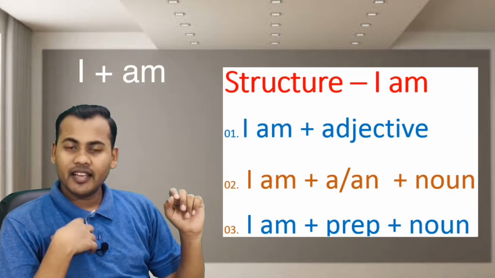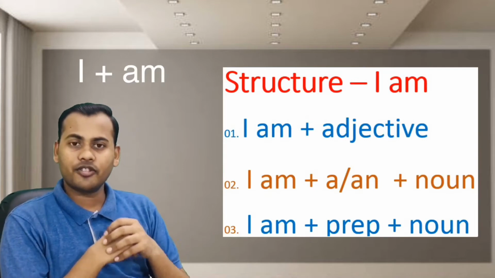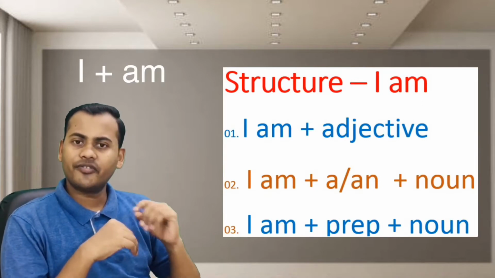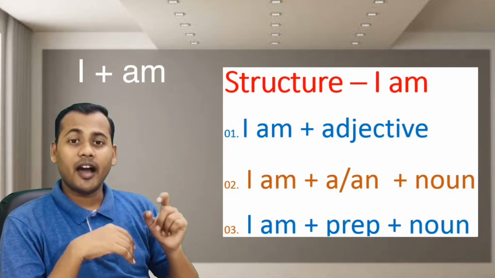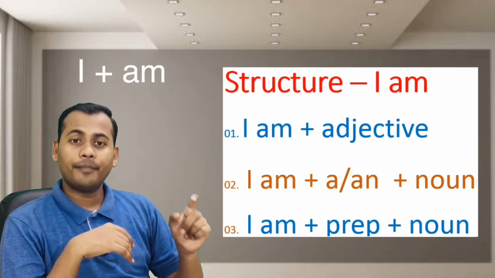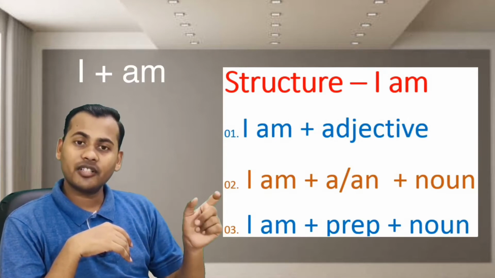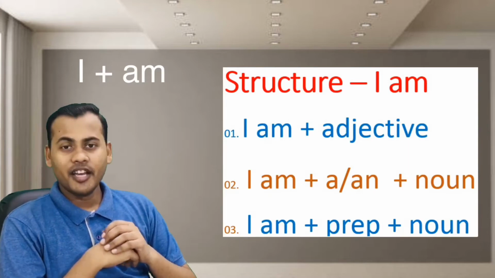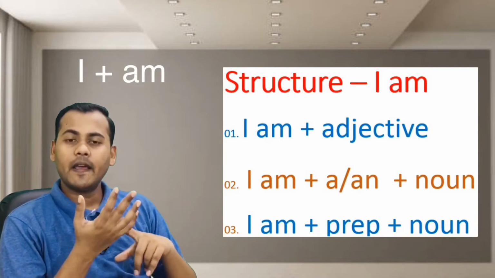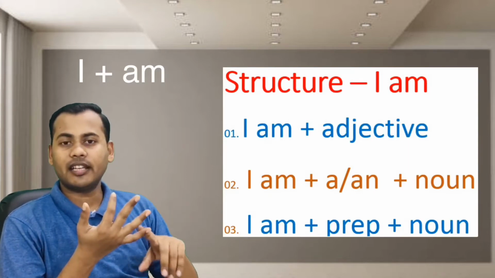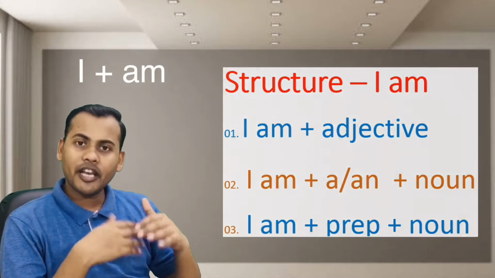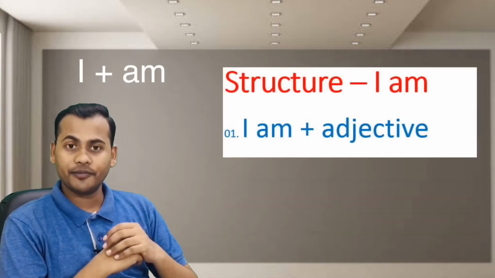Okay, let's check the third sentence structure. This one is very easy again. This one is I plus am plus a preposition and then a noun. Keep that in mind: I am, a preposition, and then a noun. Now let me help you to understand this with some examples.